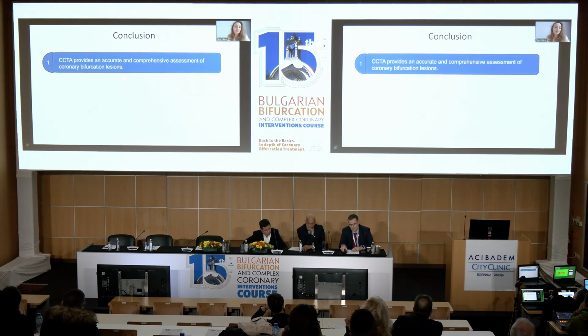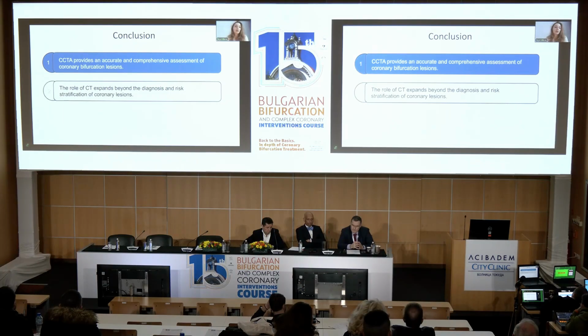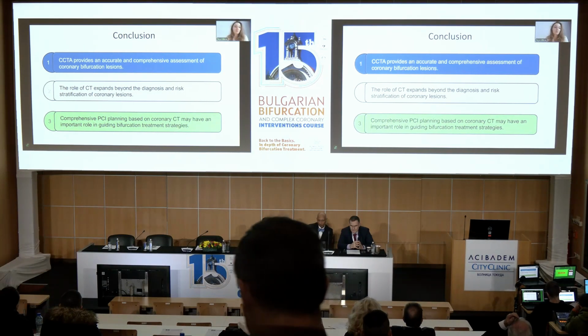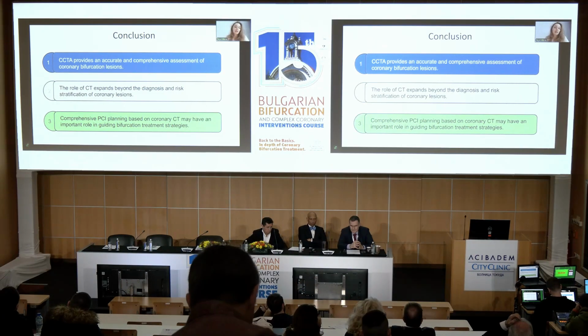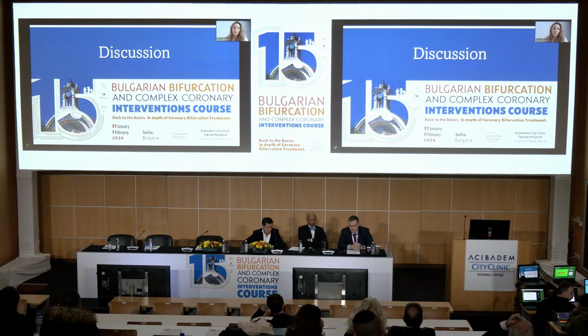So, as a conclusion, I would really like once again to emphasize that CCTA provides an accurate and comprehensive assessment of our coronary tree, especially bifurcation lesions, with this 3D visualization of plaque composition and plaque distribution in different angulations. Therefore, the role of CT expands much beyond the diagnosis and risk stratification of our patients. Comprehensive PCI planning based on CT may have an important role in guiding our left main and bifurcation treatment strategies. And I'm curious to hear your opinion.